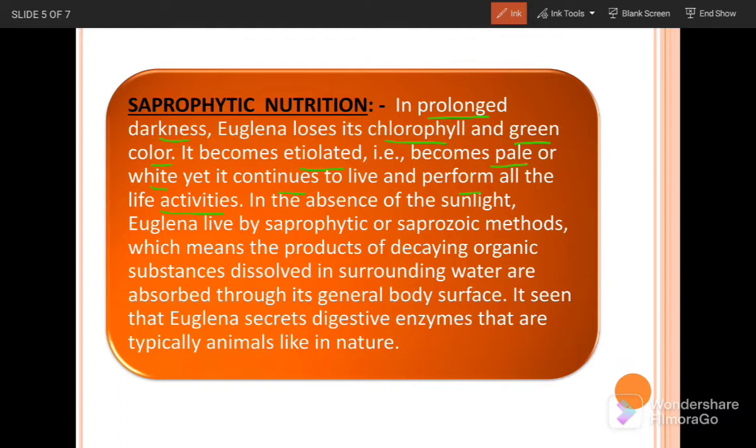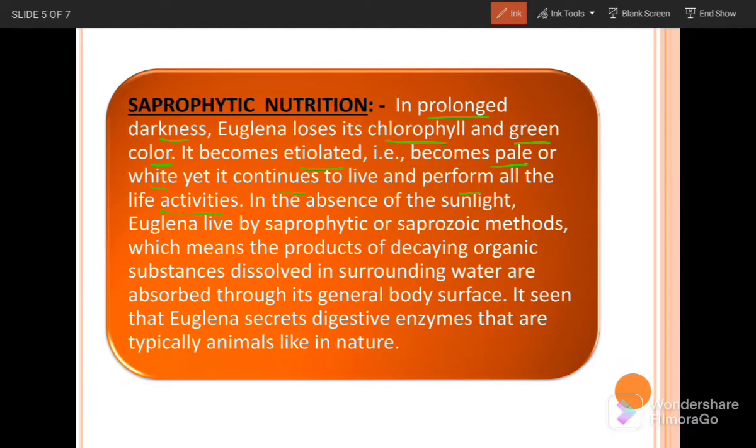In your mind, the question may arise: we have learned that in holophytic nutrition there is sunlight and it can produce its own food. But in saprophytic, how can it stay alive? There is no sunlight, no chlorophyll. How can it get its food? It could even die. This can arise in your mind.